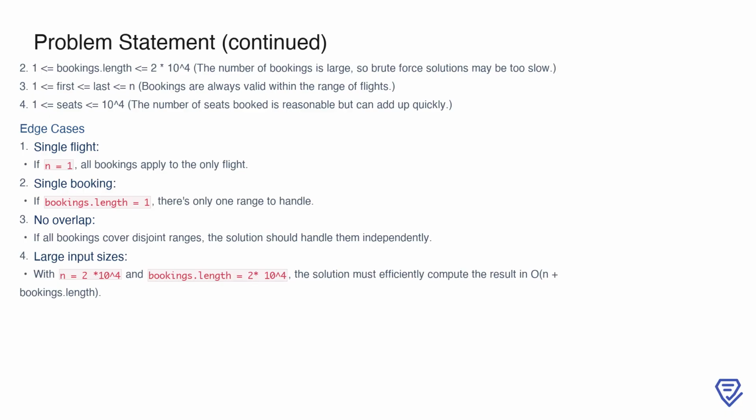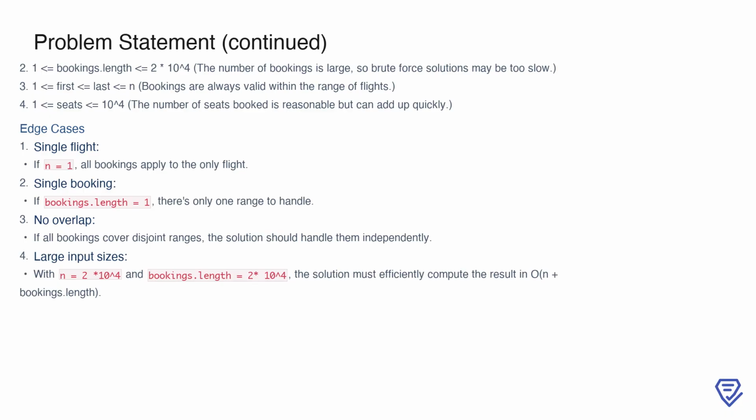To solve this problem efficiently, we must account for some important constraints and edge cases. First, the number of flights, n, and the number of bookings can both reach 20,000, so any naive or brute force approach that processes each booking individually for all flights would be too slow.